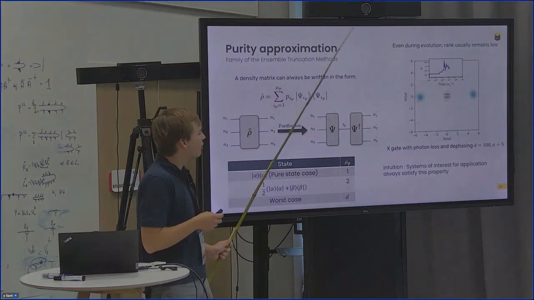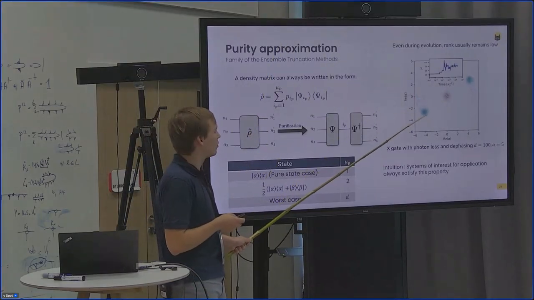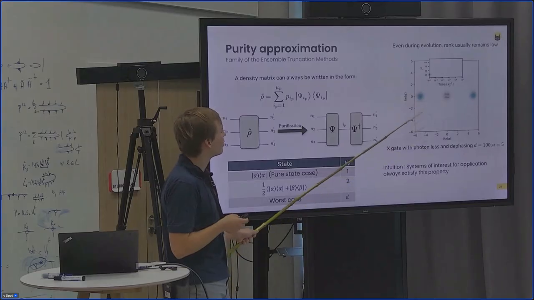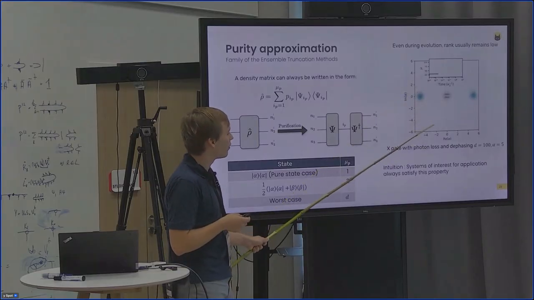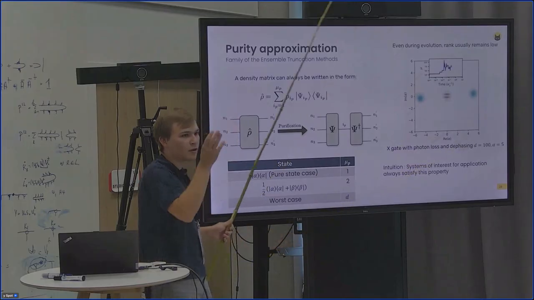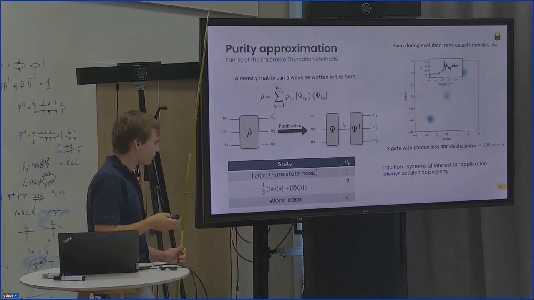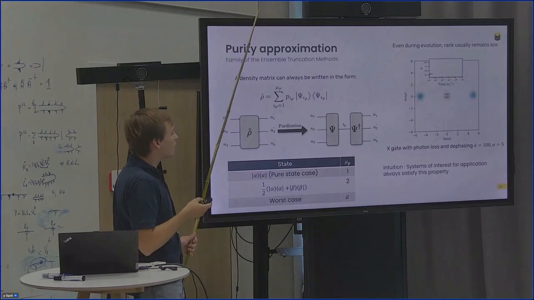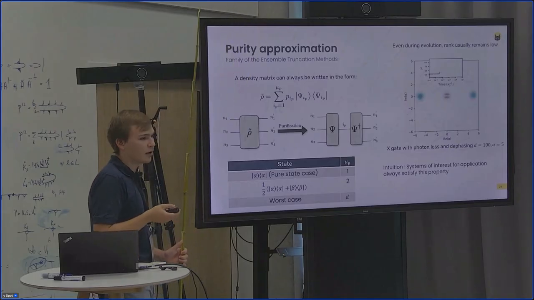And then I do an SVD of the density matrix basically at all times, and you see that the rank of your matrix never goes above 10 for a Hilbert space of size 100. So basically, you can reduce the size of your system by 10. And the intuition is that a system of interest for actual applications of quantum computing will always satisfy this property.